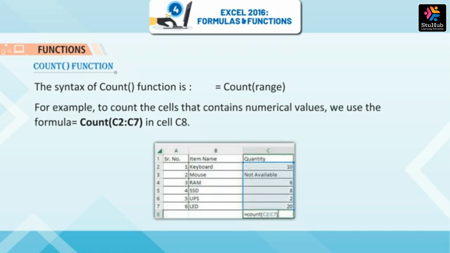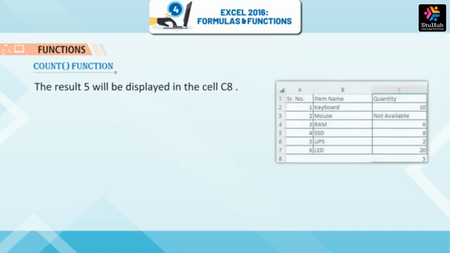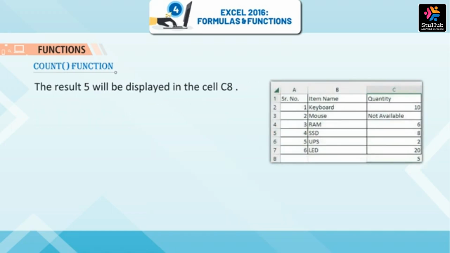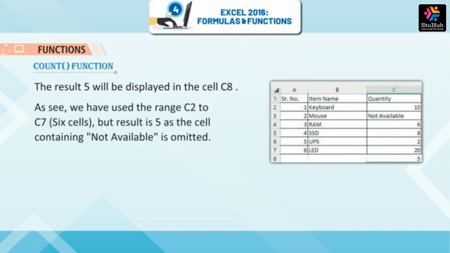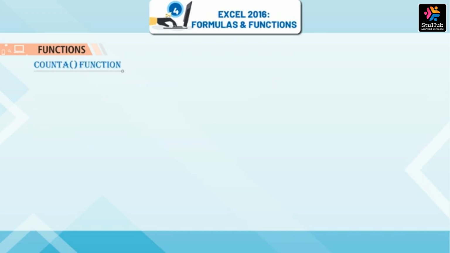in cell C8. The result 5 will be displayed in cell C8. As seen, we have used the range C2 to C7, 6 cells, but the result is 5 as the cell containing "not available" is omitted.